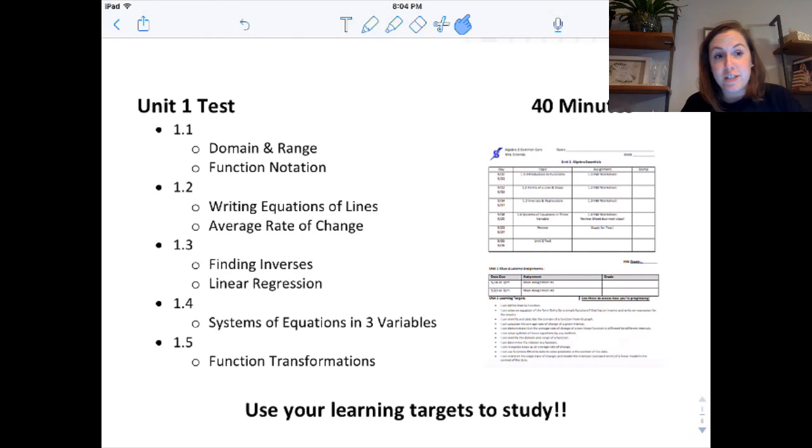If you're in Miss Driscoll's class who's taking it tomorrow, I know function transformations are not on your test. So don't fret if I'm going over something that you haven't seen. Everybody else, it will be on it. Miss Driscoll's, you guys will test at a later date.